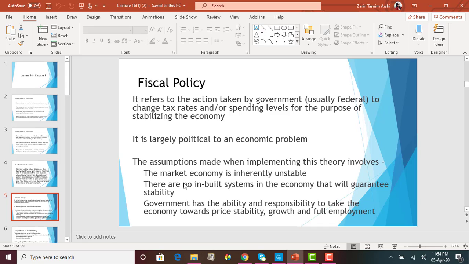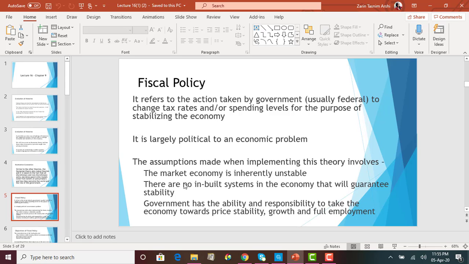Now, when we look at fiscal policies, there are three assumptions we make. So we need to know the three assumptions, and these are listed in slide 5. So the first assumption is when we are implementing a fiscal policy, we assume that the market is inherently unstable. Now, if the market was stable, if the market was doing well, there is no need to implement fiscal policy. Okay, so that's the assumption. It is only because the market is not doing well, the market is unstable, that we are implementing the fiscal policy. If the market is doing well, we don't need it.